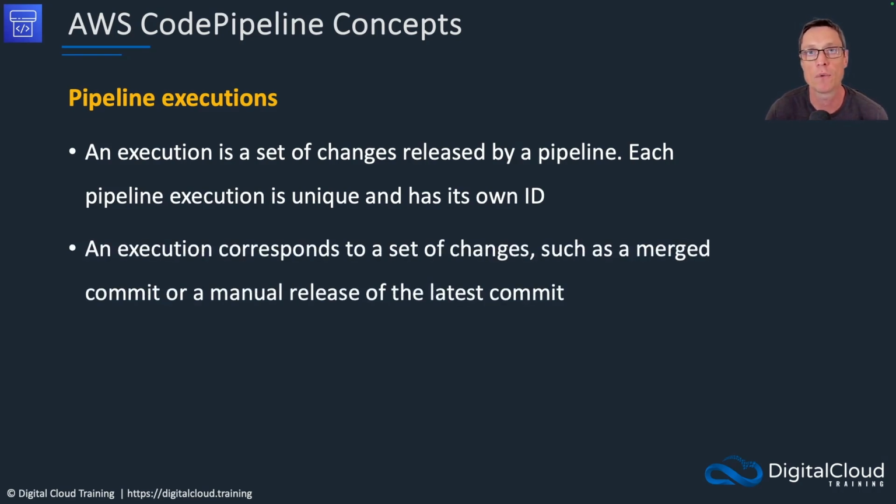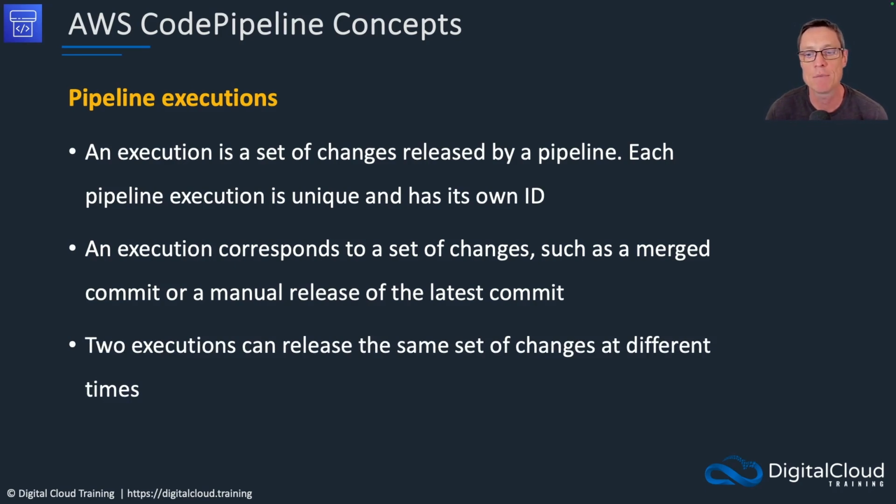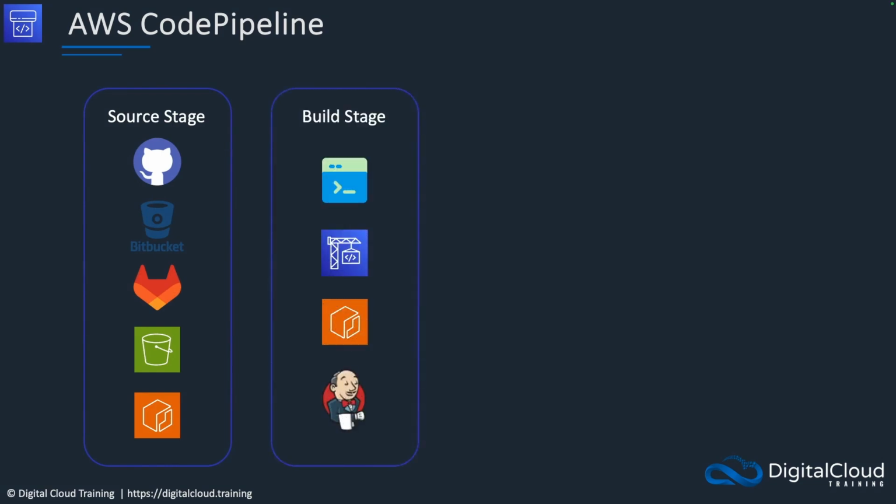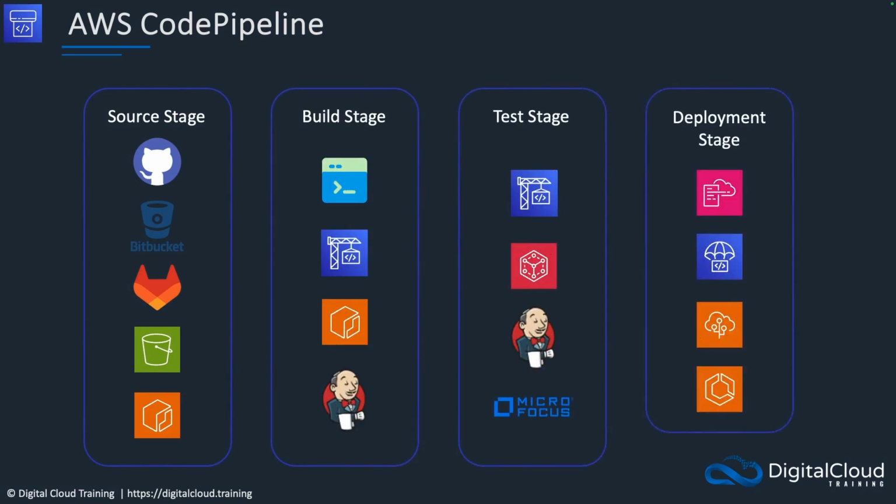So an execution corresponds to a set of changes such as a merged commit or a manual release of the latest commit. Two executions can release the same set of changes at different times as well. So to summarize, CodePipeline gives us a way to integrate various different AWS and third-party services that represent the different stages of the release process and create the relevant automations between one stage and another. And here's just an example of some of the options that we've discussed earlier in terms of the different AWS and third-party services that you can integrate into different stages.